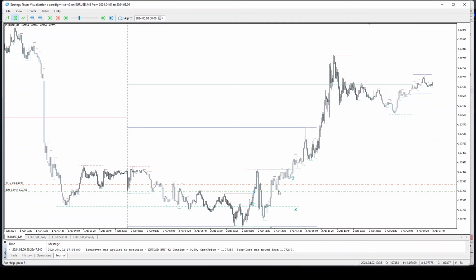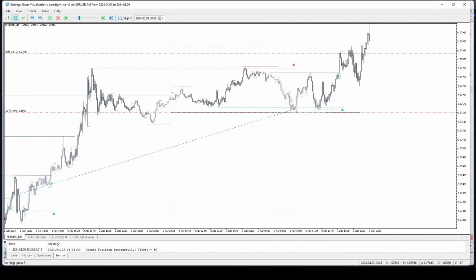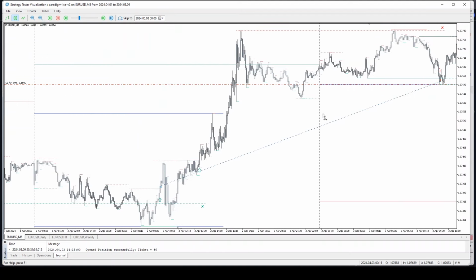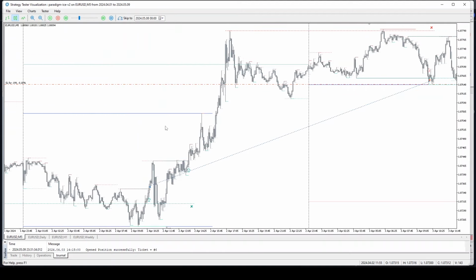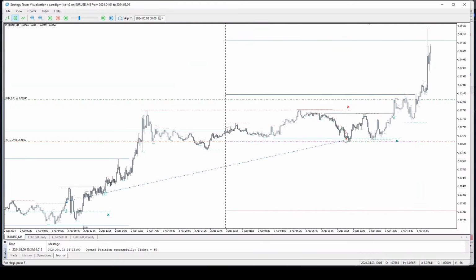I'm still going to explain exactly how it determines bias using the weekly and the daily time frame, after I've gone through this backtest. So it is long from here, and then it closes the trade right there. That's pretty much, I think, about maybe 2 or 3 hours. So it only closes a trade if there is an opposing setup.